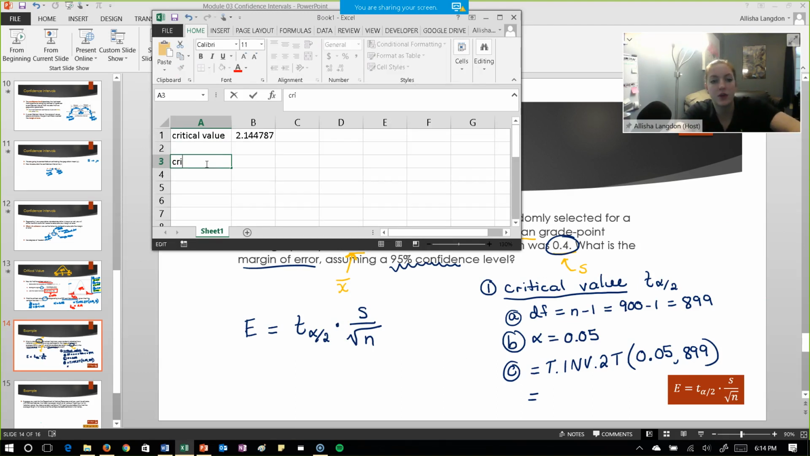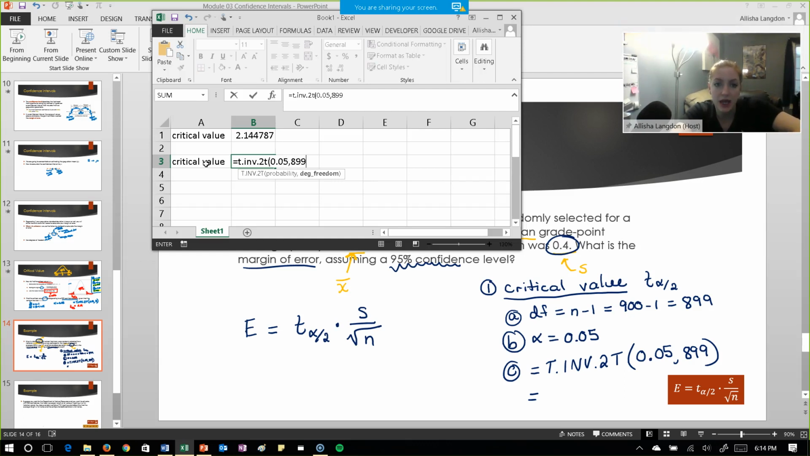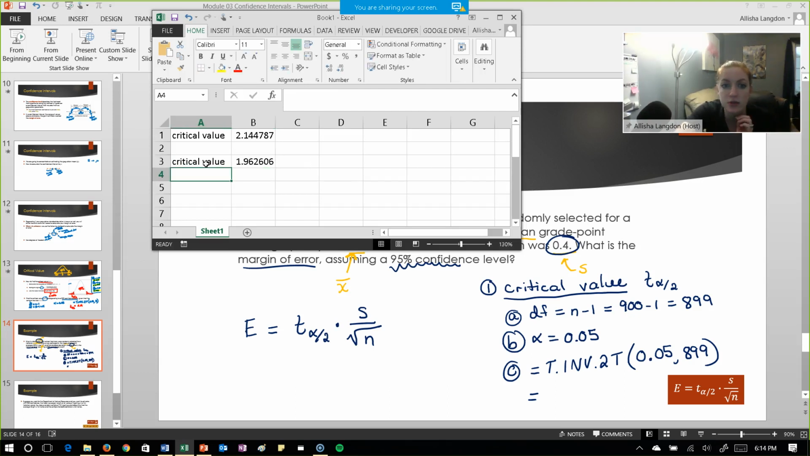So our critical value, 1.96. So T dot inverse dot 2T, that sounds right. Let's just double check here. Oops, get the right one. There we go. Double check it looks correct. 1.96. Now I'm rounding these to 2 decimal places because we're talking about on the number line.